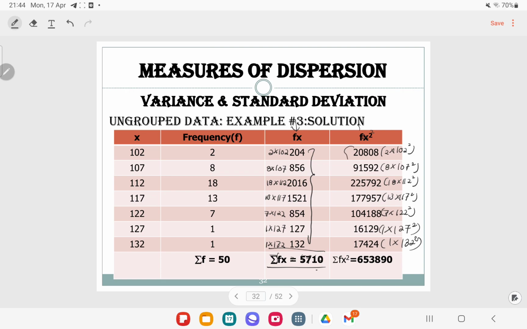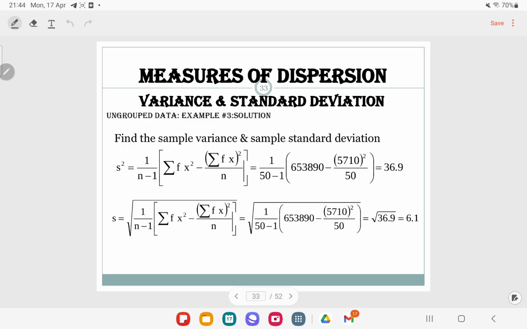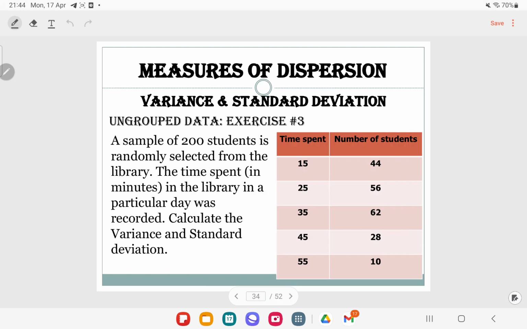Then you obtain the value of fx squared, and then you have to calculate the summation of fx squared, and you will get 653,890. Okay, next thing you put it into the formula, and then we get the value for the variance is 36.9. Meanwhile, for the standard deviation, you will get 6.9. That is how to calculate the group data without class interval.